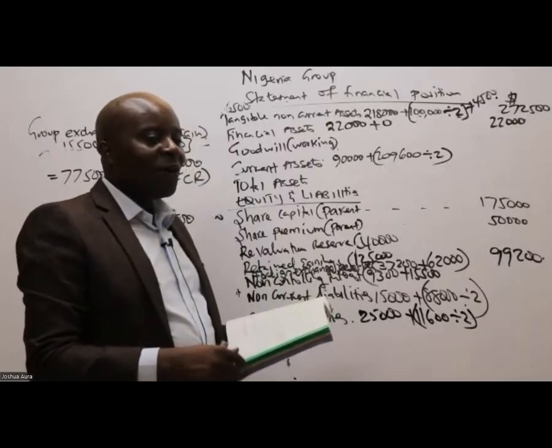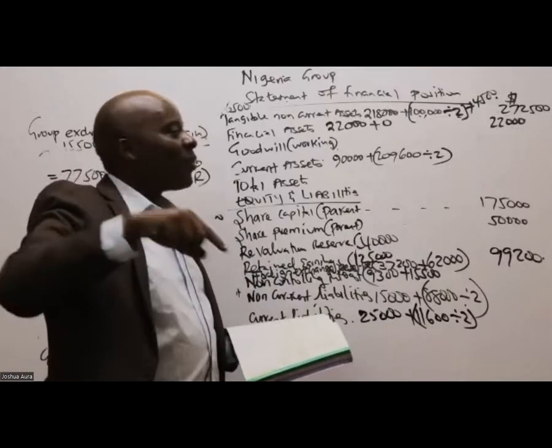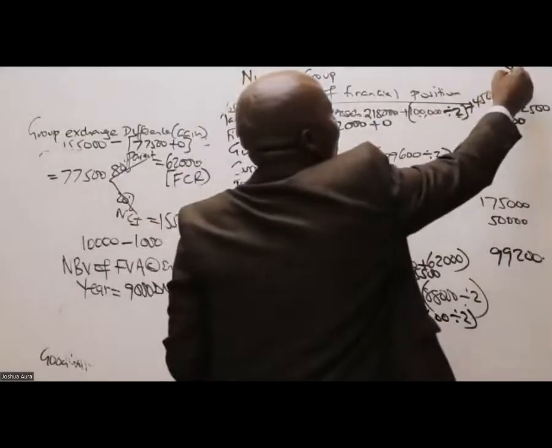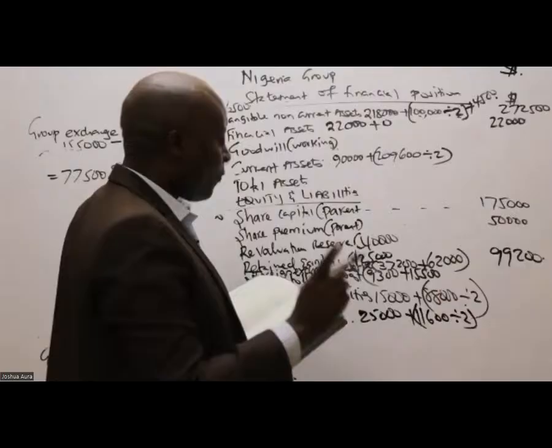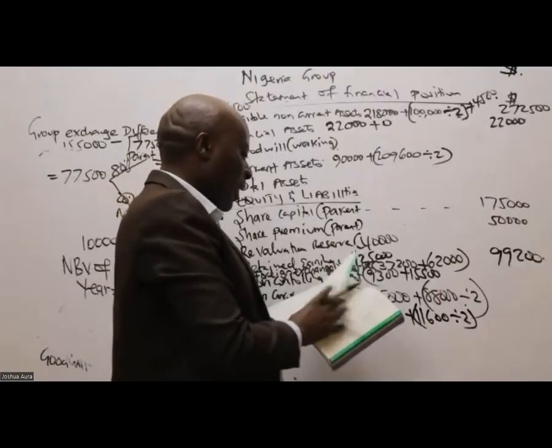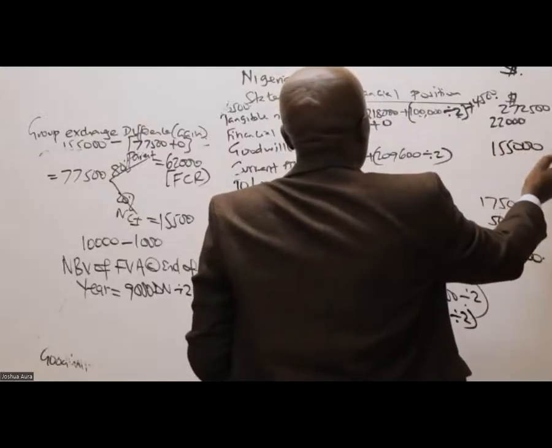310 hapana, ulisha translate wewe. Kumbuka ulisha translate. Kumbuka all these figures now are in form of what here? Dollars. In dollars, ulisha translate. So ni 150 what here somebody? 155,000. Inakuja 155,000. Thank you very much.